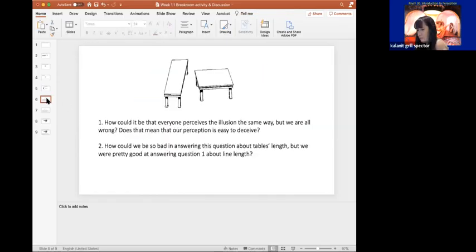And my question for you is the following. One, clearly you are all wrong. So how could you perceive the length of the two lines perfectly and the length of the table all wrong? So that's my first question to you. And the second question I have for you is, if you're so bad at estimating the length of these tables, how come you're so good at answering the length of the lines?